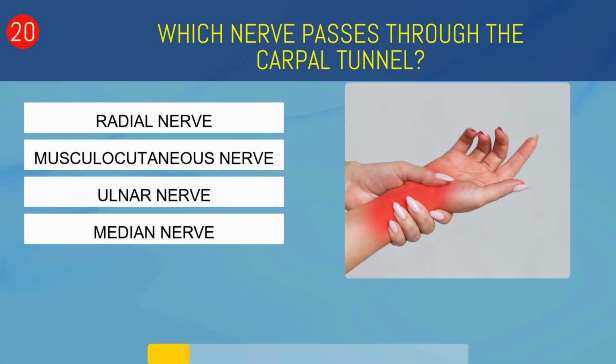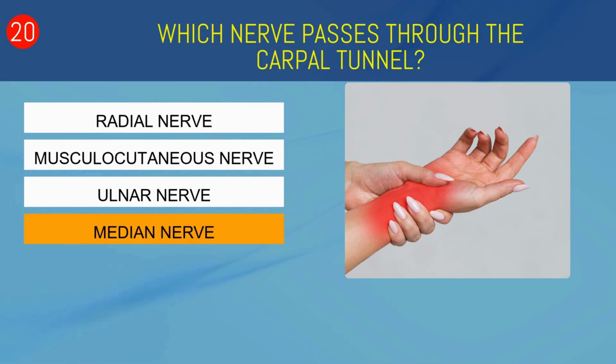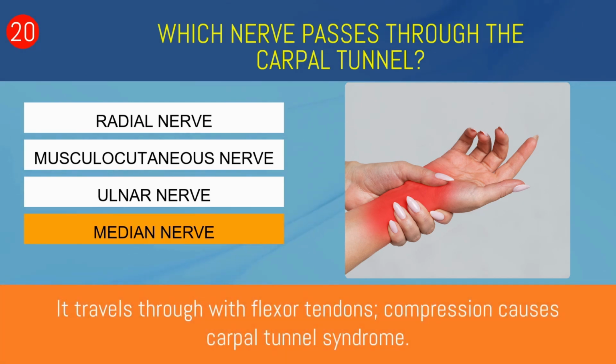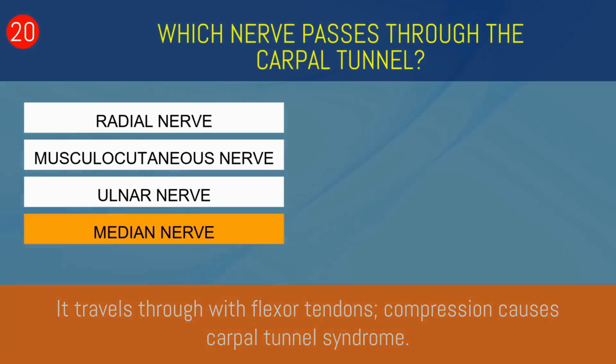Which nerve passes through the carpal tunnel? Radial nerve, musculocutaneous nerve, ulnar nerve, or median nerve? Median nerve. It travels through with flexor tendons. Compression causes carpal tunnel syndrome.